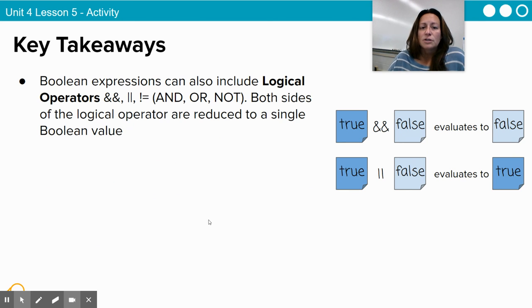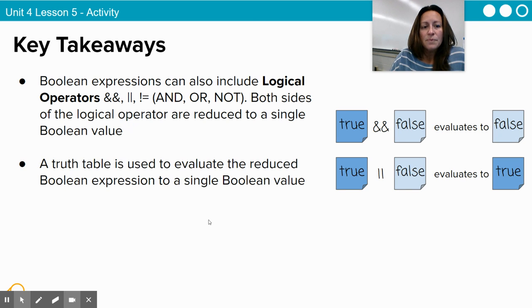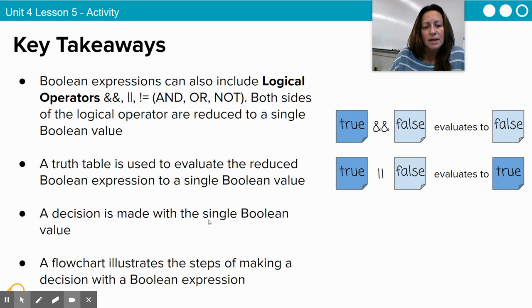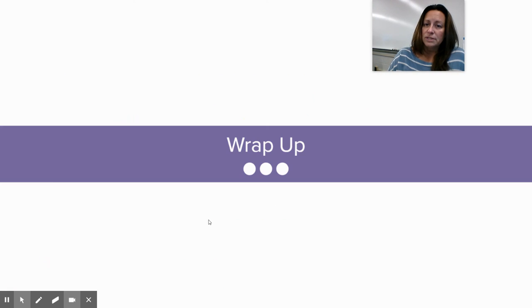Boolean expressions can also include logical operators like and, or, and not. Both sides of the logical operator are reduced to a single Boolean value. A truth table is used to evaluate the reduced Boolean expression to a single Boolean value. A decision is made with the single Boolean value. A flowchart can be used to illustrate the steps of making a decision with a Boolean expression.